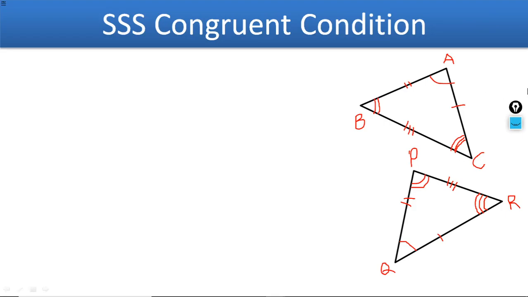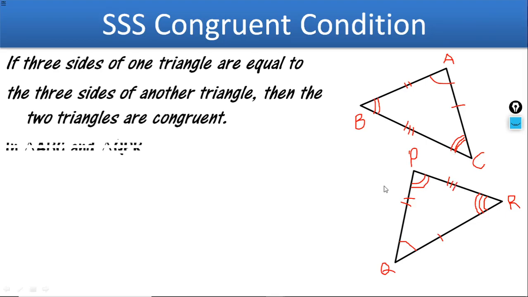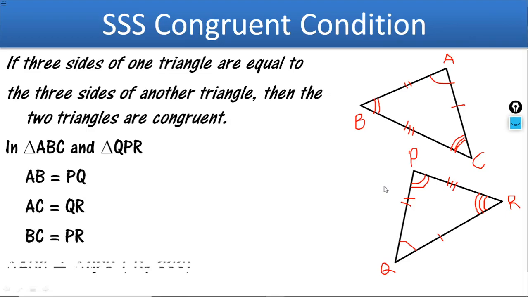It means two triangles are said to be congruent by triple S congruent condition if all three sides of one triangle are equal to all three sides of the other triangle. As you can see in the figure, the side AC is equal to QR, AB is equal to PQ, and the side BC is equal to PR. So the triangles become congruent by triple S congruent condition.